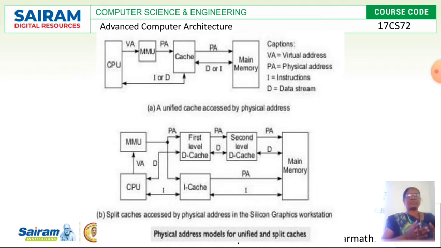The rest is the same. The physical address is given to the first level data cache. From the first level data cache to the second level D cache, the same PA is assigned. PA is nothing but physical address. From the second level to main memory, the PA is assigned. So here the cache is divided into two levels, with data cache and instruction cache.